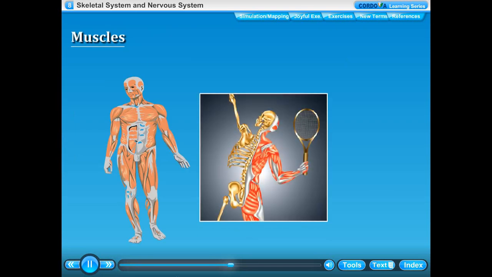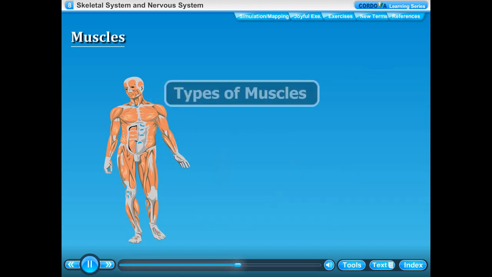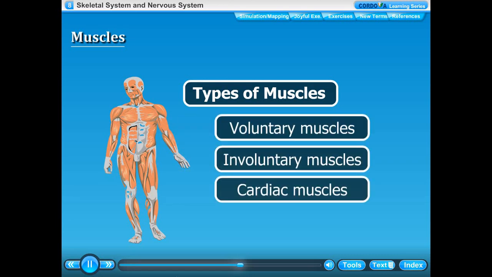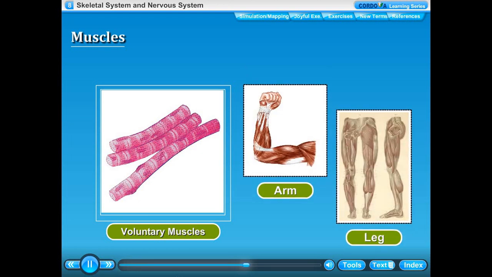Muscles. The bone cannot move without muscles. Muscles are made up of tough, elastic tissues. They are attached to the bones by strong fibers called tendons. Types of muscles. Our body has 3 types of muscles. Voluntary muscles. The muscles that are under our control are called voluntary muscles. Muscles in our arms and legs are examples of voluntary muscles.